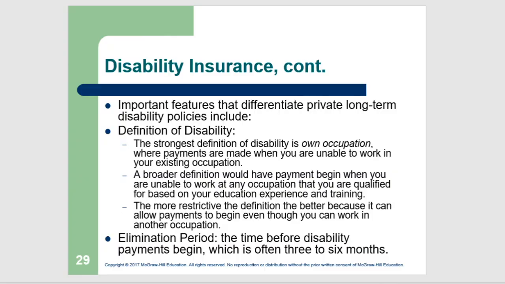So you might have multiple layers. You might have own occupation from one that you buy, and then you might not have own occupation on one provided through work. I mean, who knows? There are lots of different things. It's just important to know whether or not you have it. And then, beyond the definition of disability, there's the elimination period: how long do you have to wait before you start getting paid, often 3 to 6 months, because they want to know, is this short term or not?